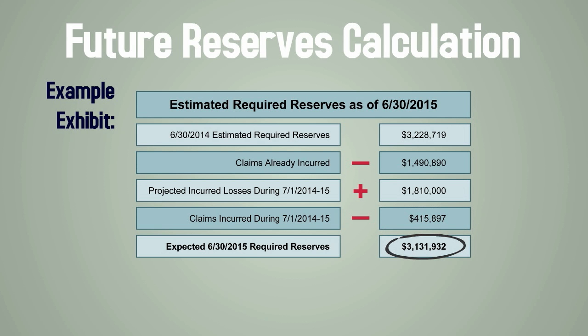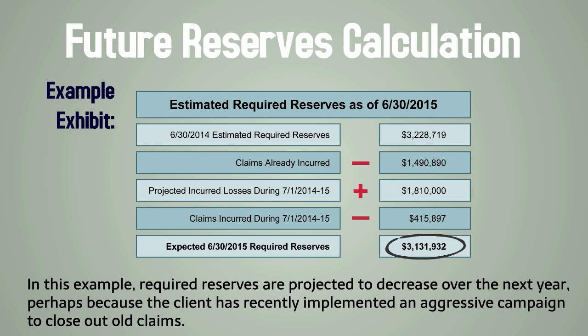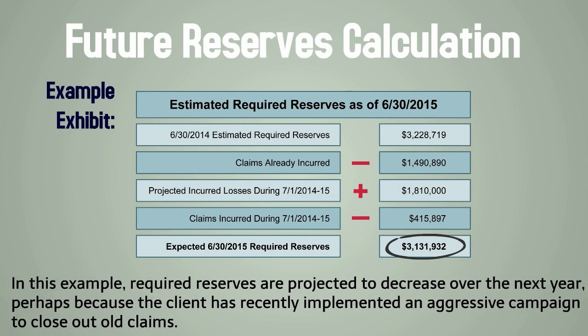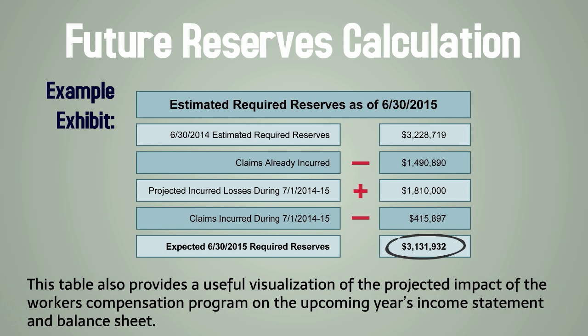And so the balance, the expected June 30th, 2015 required reserves, will be $3,131,932. Now in this example, required reserves are projected to decrease over the next year, perhaps because the client has recently implemented an aggressive campaign to close out old claims. This table also provides a useful visualization of the projected impact of the workers' compensation program on the upcoming year's income statement and balance sheet.